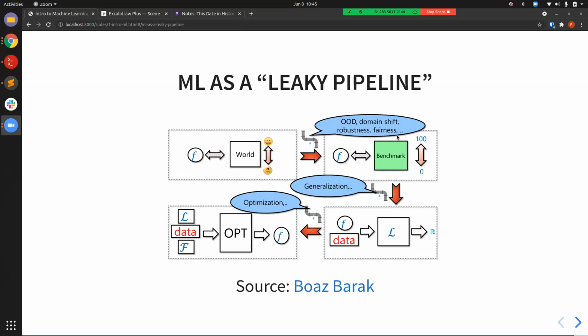And then finally, I have another leaky pipeline, which means depending on how complicated my system is, I might not even be able to find the optimal parameters that minimize the loss on the training data in the benchmark. So even beyond the difference between the true world and the benchmark, and the difference between the overall benchmark and the performance after minimizing the loss on the training set, I also have an optimization gap, where I may not even have really minimized the loss on the training set. I might not be able to find the optimal parameters. So all of these steps are leaky pipelines.